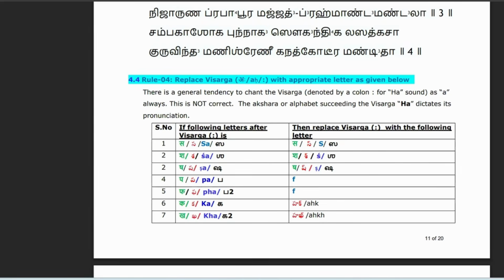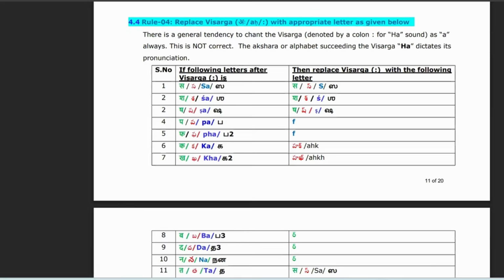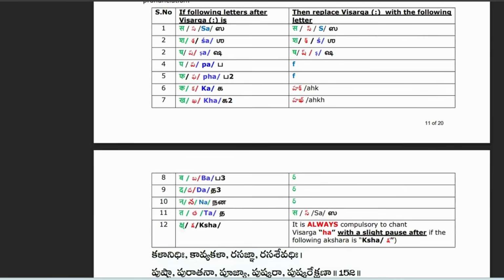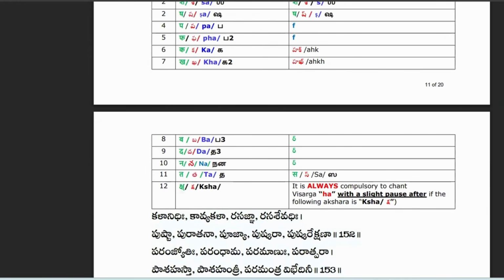So always look at the next letter after Visarga, okay? Sh changes to Sh. Sha changes to Sh. If the letter next to Visarga is P, then P changes to F, and F also changes to F. If the letter next to Visarga is K, it is Hak, and K is Hak. Same thing, Hak. Okay.